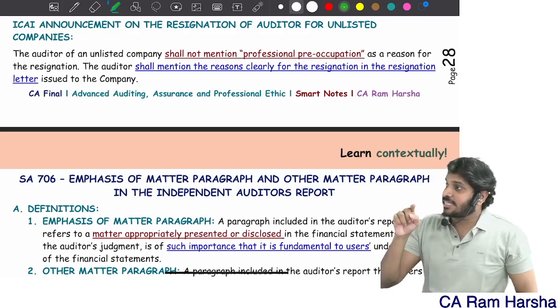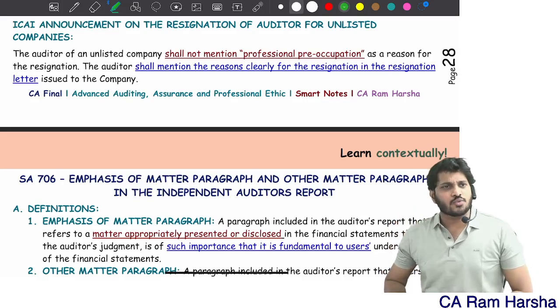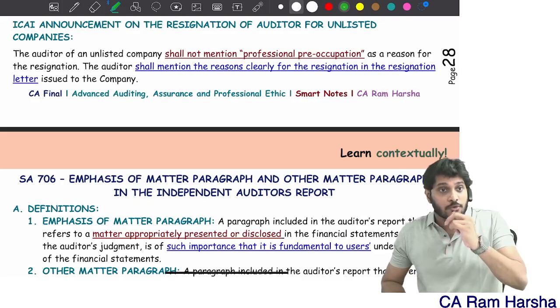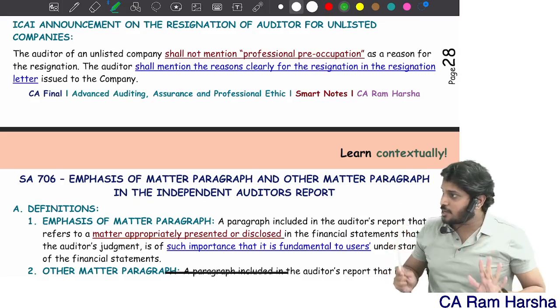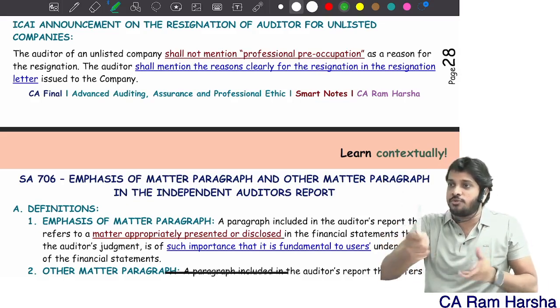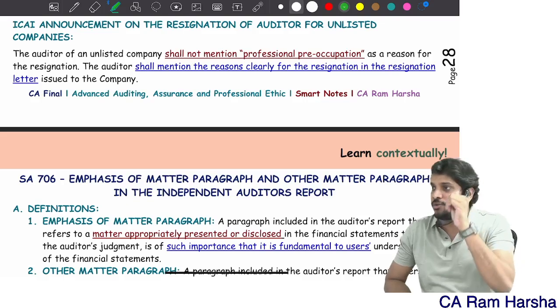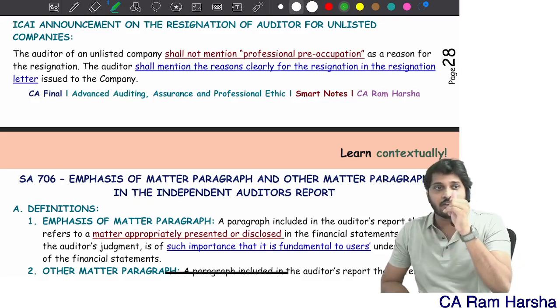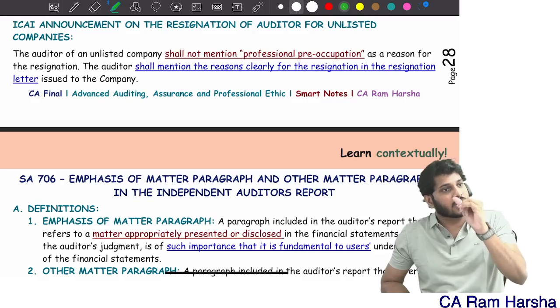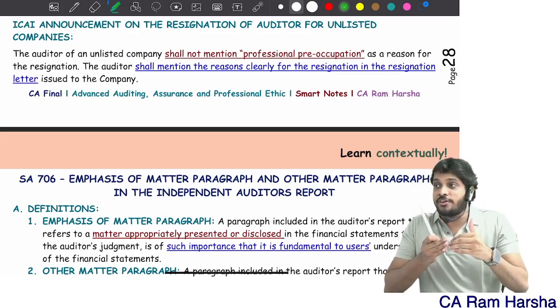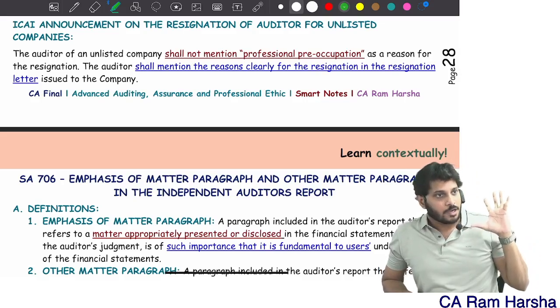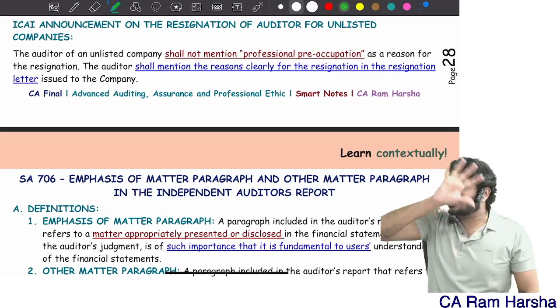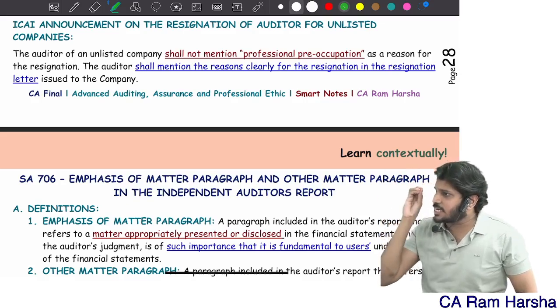Then in SA 705 the heading is what? Modifications to the opinion in the independent auditor's report. In the independent audit report, modification to the opinion. How will you modify? What are the elements of modification? What are the various types of modified opinion? How to give the basis for modified opinion section? So they're all giving that. You're getting it now. Except that, there is not much other discussion in 705.